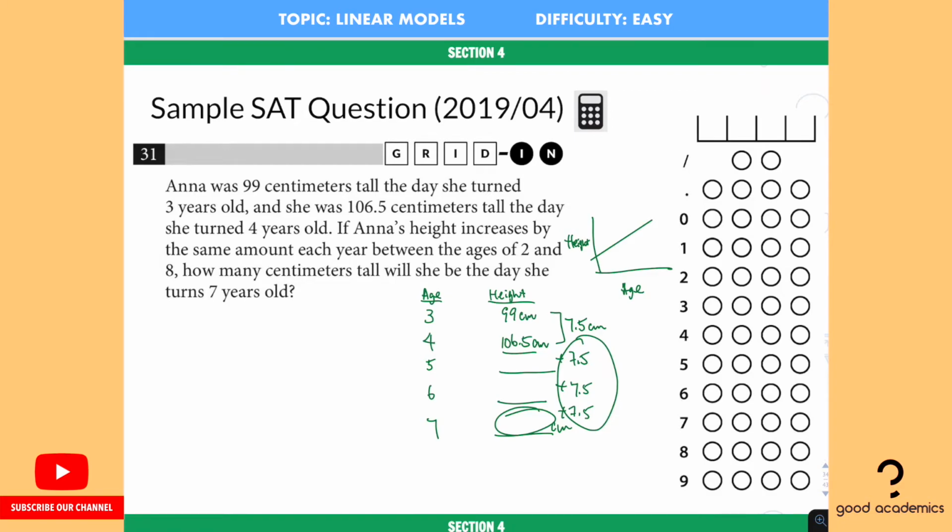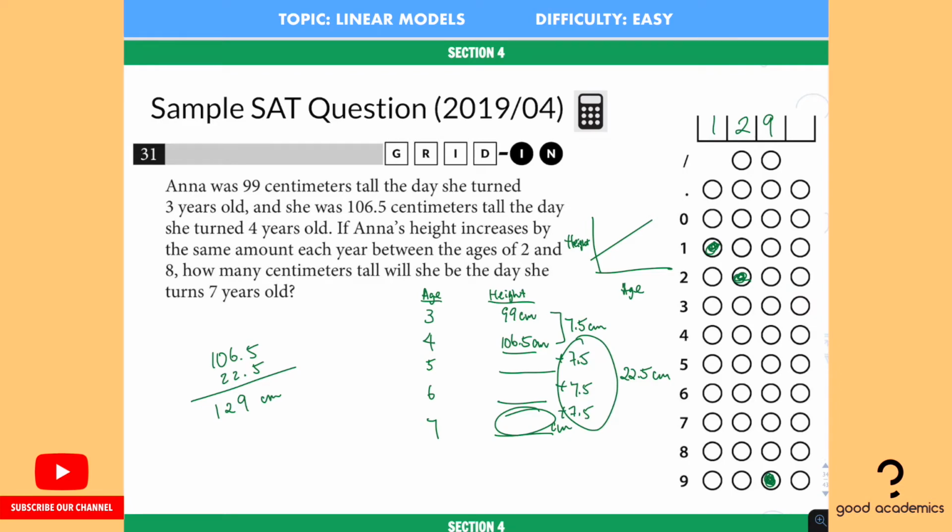Well, what is 7.5 times 3? If you use a calculator or if you can do it in your head, that is equal to 22.5 centimeters. So from 4 years old to 7 years old, Anna grew a total of 22.5 centimeters. And if you do your quick math, 106.5 plus 22.5 is equal to 129.0 centimeters. And that will be our answer. 129 is the answer.